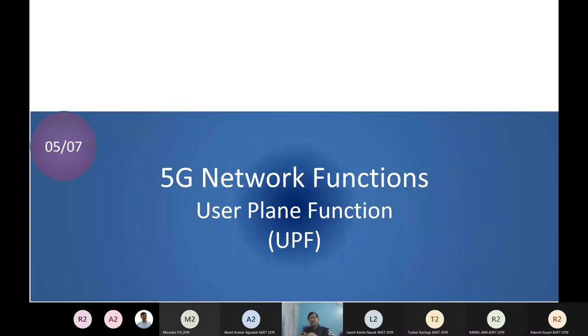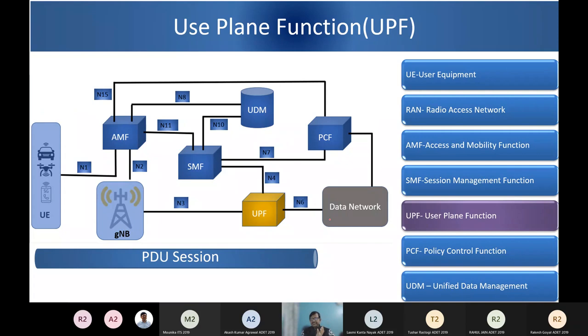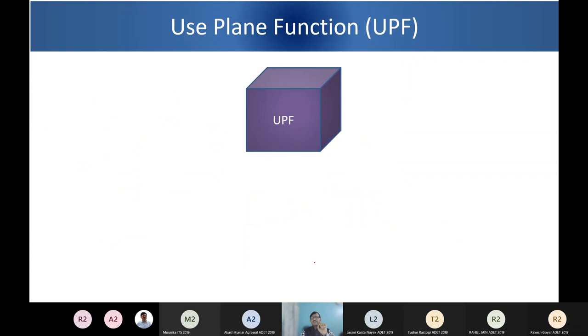Now the next network function is the user plane function. So I think we have already covered this somehow. The user plane function is in the user plane itself. It is part of the PDU session. So the PDU session flows through UE, gNode B, UPF, and then to the data networks. So it is sitting in the user plane. That means the actual data forwarding, etc., will be done by UPF.